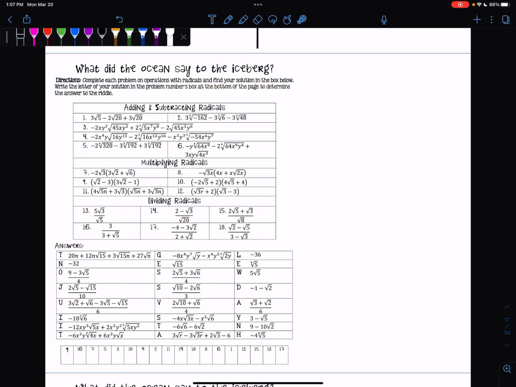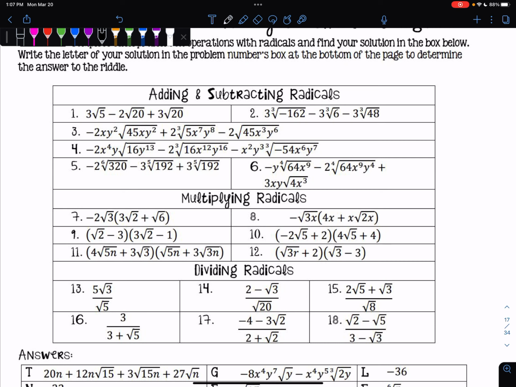So this one I like because it has a little bit of everything. So you'll notice adding and subtracting, multiplying, and dividing. But this worksheet itself actually has some that we haven't done yet. So you'll notice like number 2 has cube roots. We have not done cube roots. Number 3 and number 4 also have cube roots.